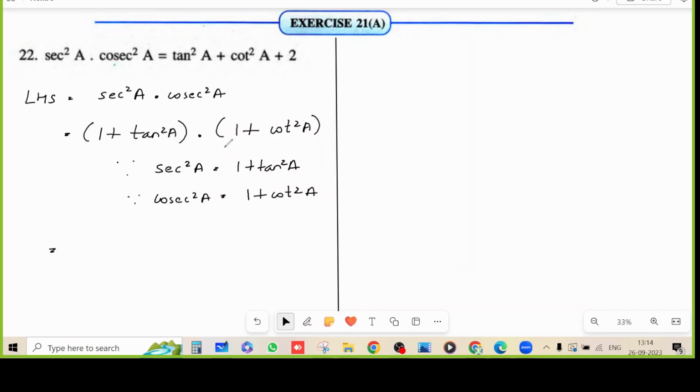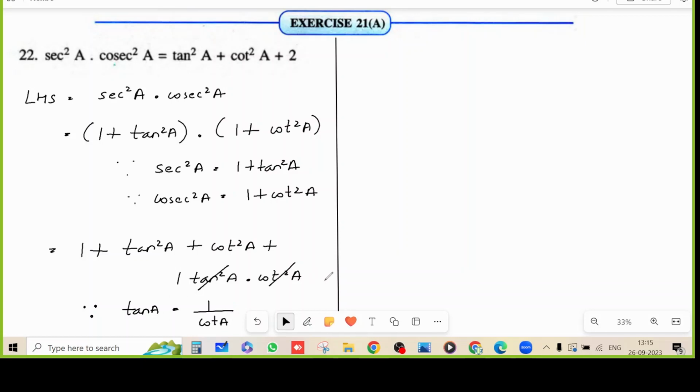Now both the brackets will get multiplied, so we will get the result as 1 plus tan square A plus cot square A plus tan square A into cot square A. Now we know that tan A and cot A are reciprocal of each other. They will cancel out each other here, and the answer would be 1. So the reasoning here is tan A is equal to 1 upon cot A. So this will get multiplied and give us 1.